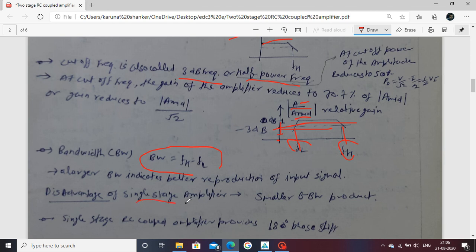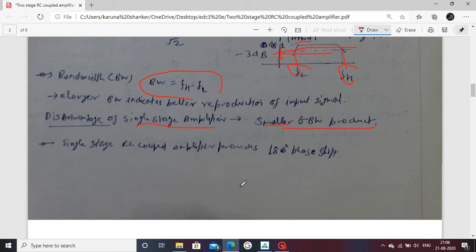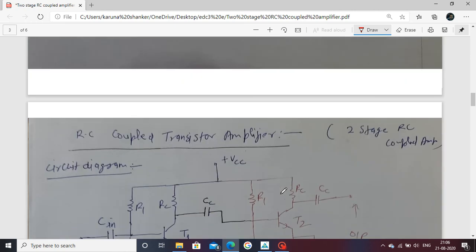Disadvantages of a single stage amplifier. What are the disadvantages? Smaller gain bandwidth product, means the gain and bandwidth product is very small in value. Also the gain is very low. One of the properties also is the 180 degree phase shift, as a common emitter amplifier uses a single stage.